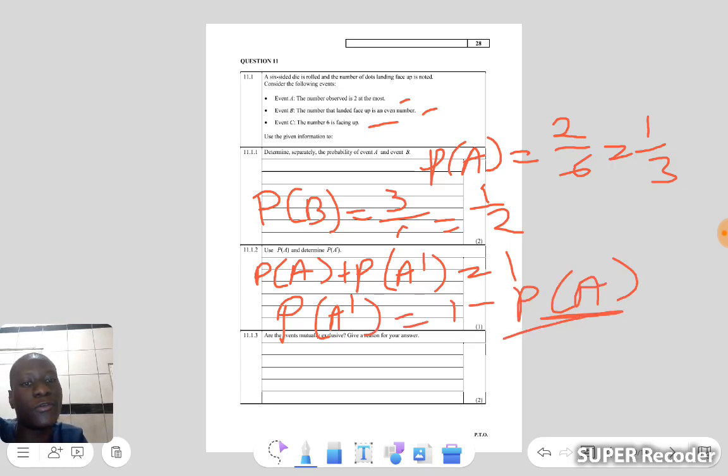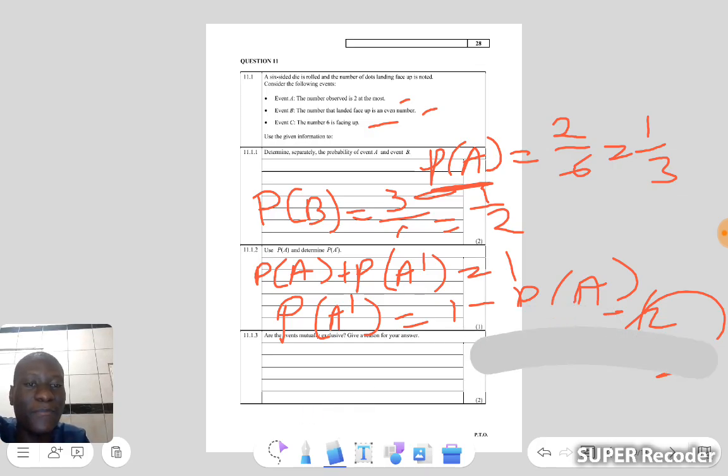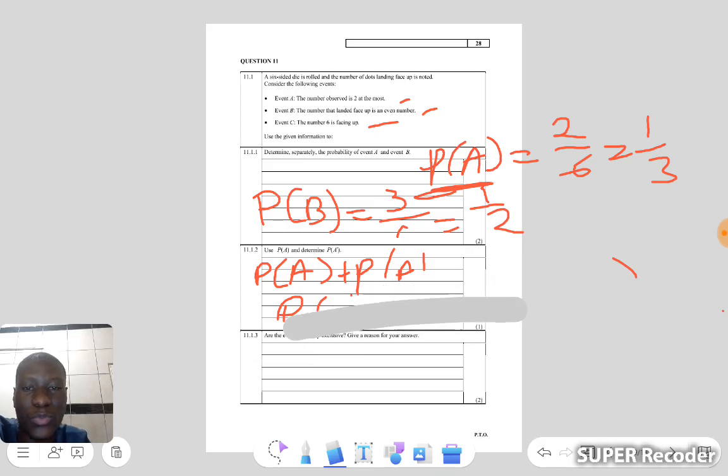And remember, probability of A, we have already found in the first question. So it will be 1 minus 1 over 3. Let's punch it into our calculator. 1 minus 1 over 3 equals 2 over 3. So this is our answer to question 11.1.2. I hope you understand what this is about, and I hope I've explained it clearly.